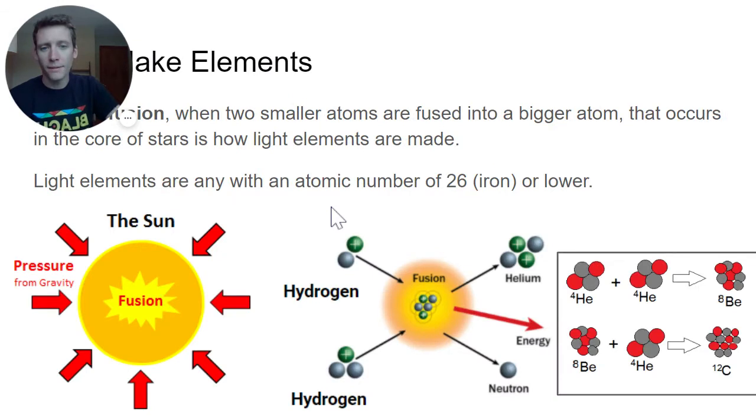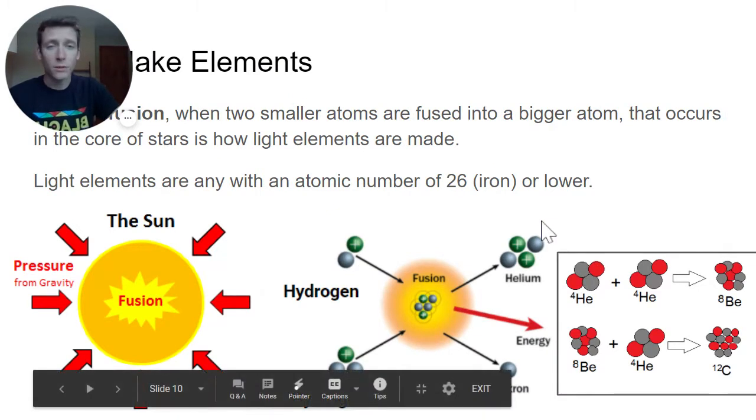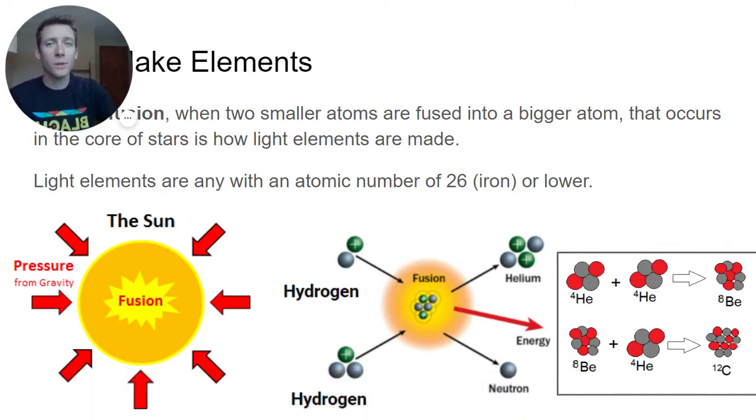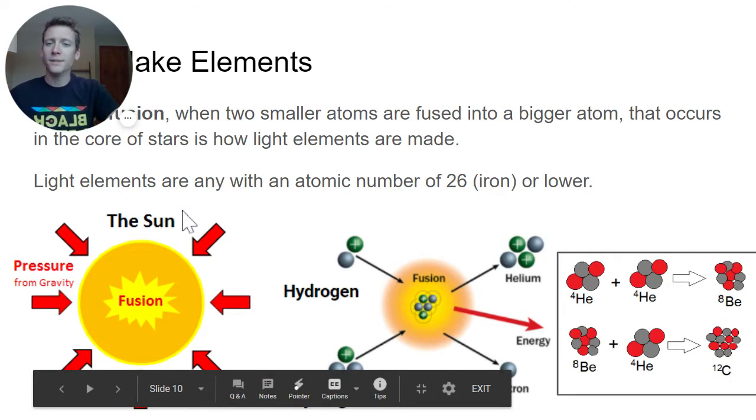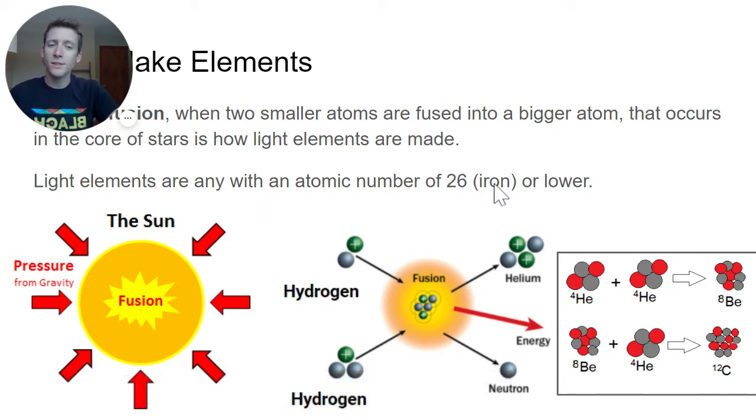So to go back, this is how elements are created. The oxygen that we breathe, the carbon in my skin cells, those were all made in stars. Stars are like element-producing factories. They can make only light elements, though. Anything with an atomic number of 26 or less, which on the periodic table is iron.